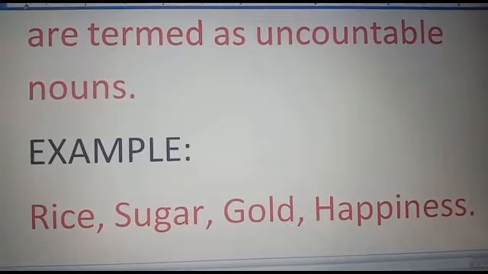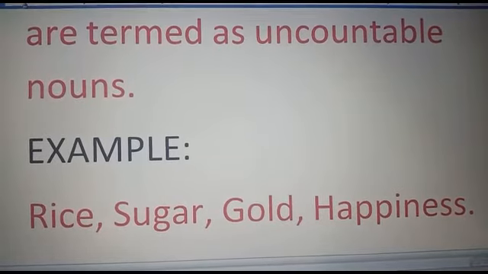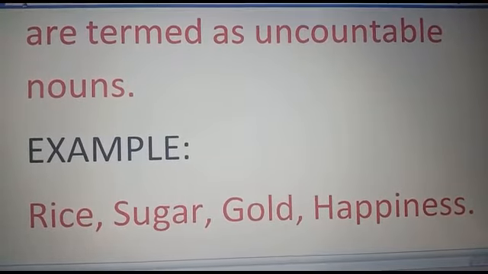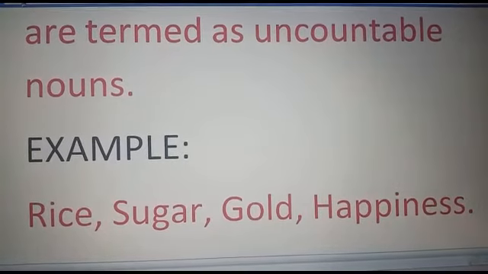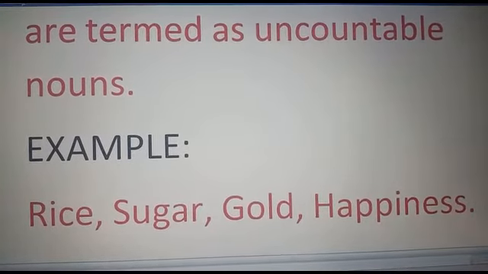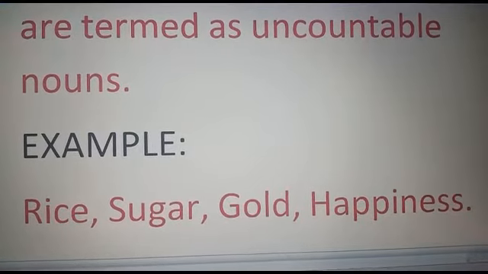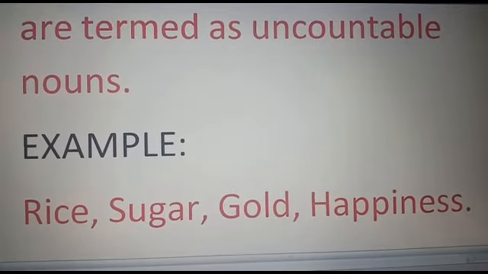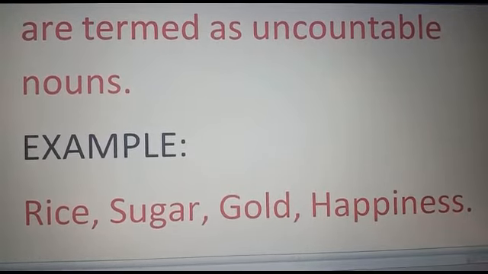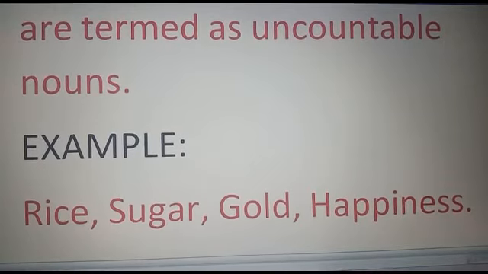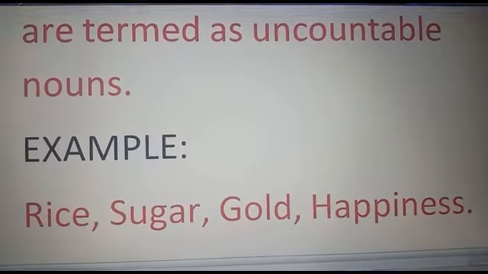I hope you are understanding it. Sugar, again the same case, you can measure it, but you cannot count it. Talking about gold, happiness. Okay, so keep it very clear. If you have any doubt, just check it again, and you can ask me if you have any other doubt. Just keep it in mind. It's very important about uncountable nouns. People generally get confused about it. But I hope it's clear to you guys.